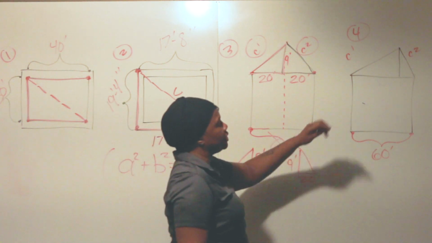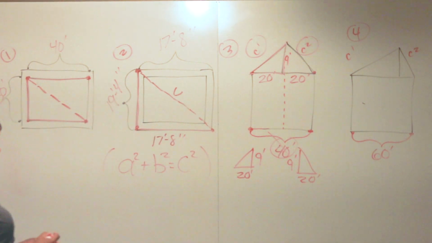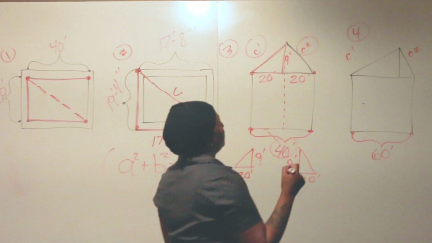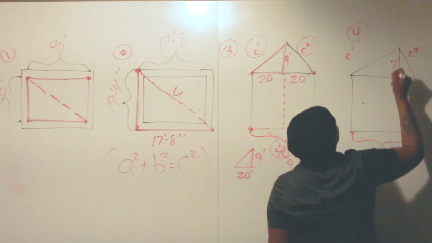Let's look at this fourth one, the last one. Now we have a house where the rooftop is not so even, right? One triangle is larger than the other. We're looking for common rafter 1, common rafter 2. Now I'm going to say that they share a leg that's 7 feet.